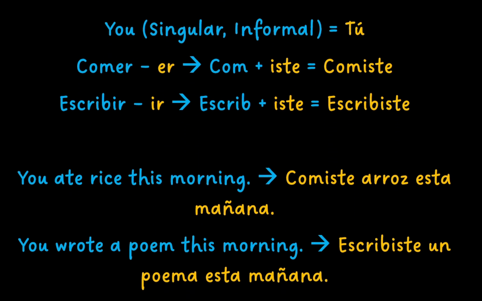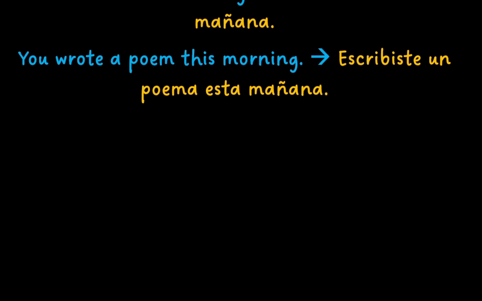You in Spanish when talking to one person informally is tú, and to conjugate this we drop the ER and IR endings and add ISTE. So to say you ate, comer becomes comiste, and to say you wrote, escribir becomes escribiste. You ate rice this morning is comiste arroz esta mañana. You wrote a poem this morning is escribiste un poema esta mañana.